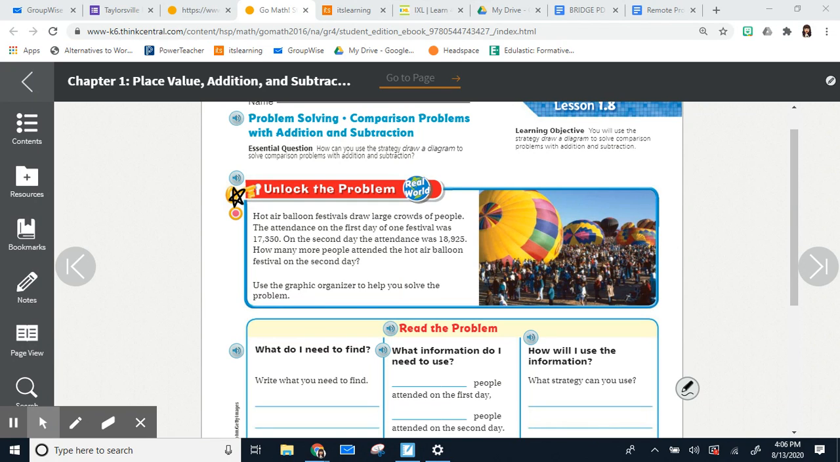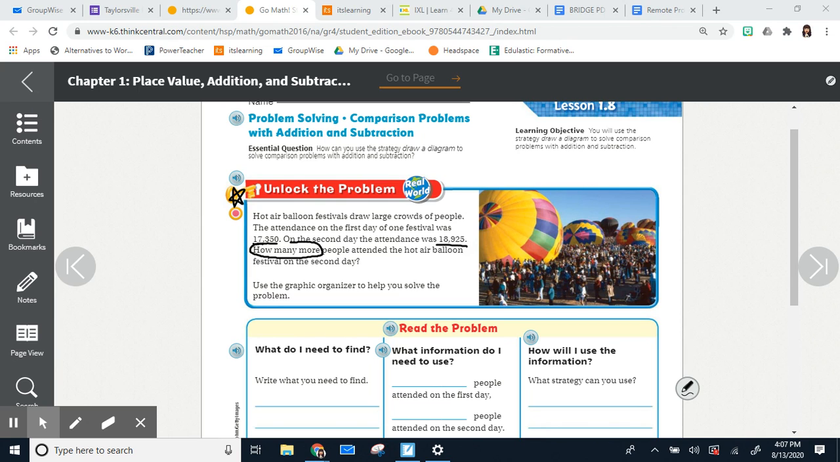Hot air balloon festivals draw large crowds of people. The attendance on the first day of one festival was 17,350, so I'm underlining my numbers. On the second day, the attendance was 18,925. How many more people attended the hot air balloon festival on the second day?